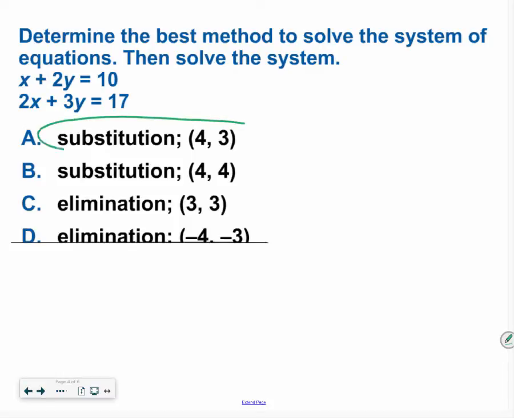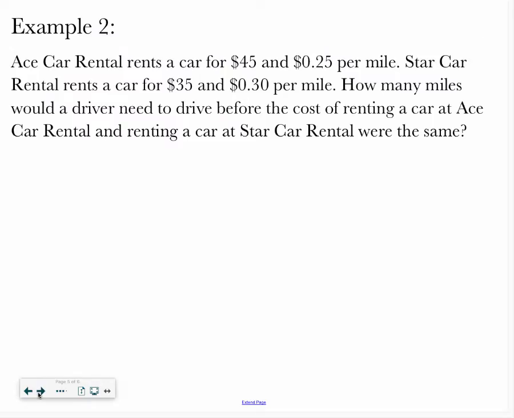Hopefully you determined the best method was substitution, and then you ended up with 4, 3 as your ordered pair. All right, our second example, we were talking about Ace Car Rental rents a car for $45 and 25 cents per mile. Star Car Rental rents a car for $35 and 30 cents per mile. How many miles would a driver need to drive before the cost of renting a car at Ace Car Rental and renting a car at Star Car Rental were the same?